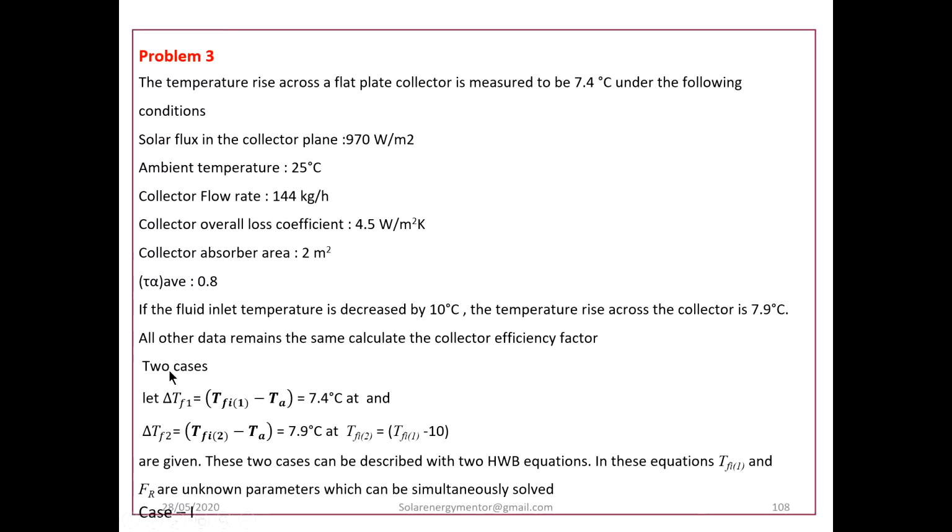There are two cases. In the first case the temperature difference is 7.4 degrees Celsius. So delta TF1, which is TFO in the first case, minus TFI is 7.4, and then delta TF2, that is TFO in the second case minus TFI2, is 7.9 degrees Celsius. These two cases can be described with two Hottel-Whillier equations, and in these equations TFI1 and FR are unknown parameters which can be simultaneously solved. So let us see the solution.